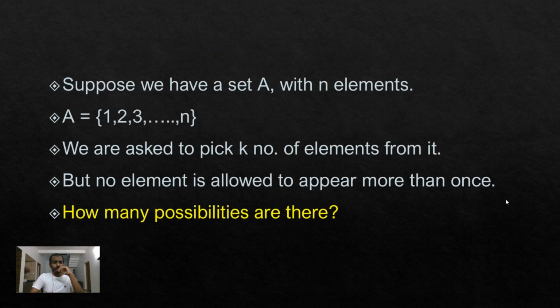Let's begin with an example. Suppose we have a set A with n elements. A is equal to the set of all 1, 2, 3 up to n, and we are asked to pick k elements from it, but no element is allowed to appear more than once. So how many possibilities are there?